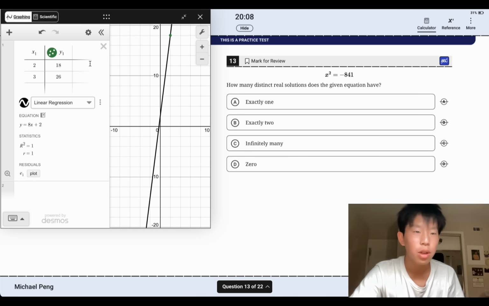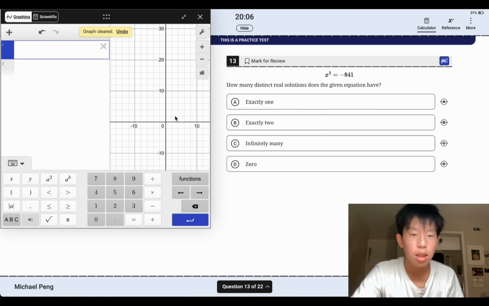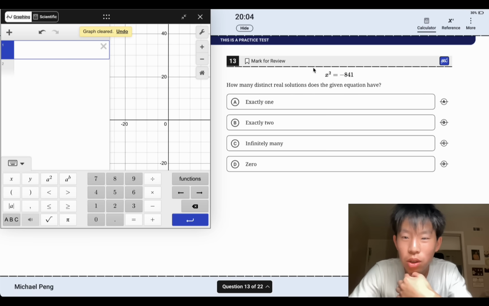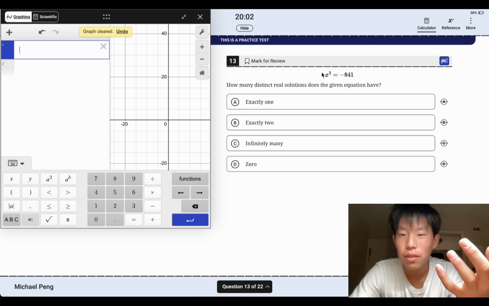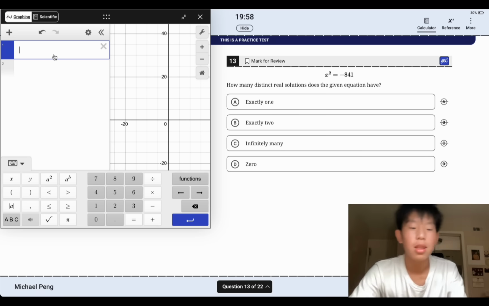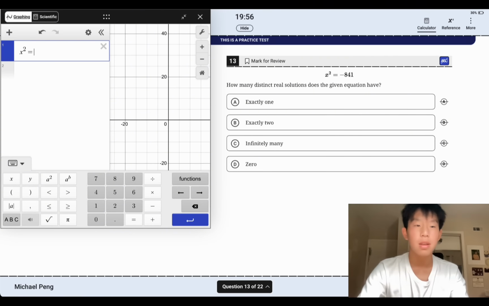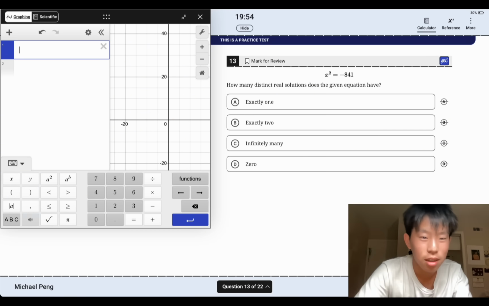Next question. So this one, immediately, I already know it's no solution because if you want to find x, you have to take the root of a negative number. But that's not the purpose of the video. You have to be like, let me just Desmos everything.